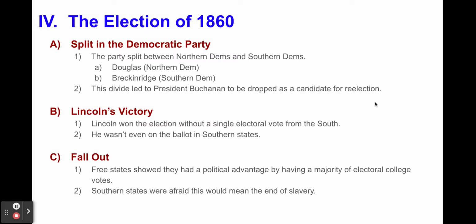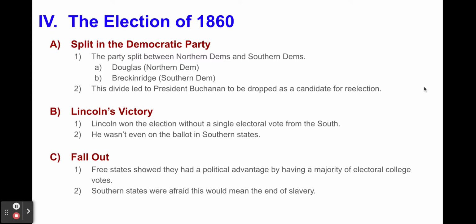Now, President Buchanan, who was a Democrat, was dropped from the ticket. He was too hated. His presidency was not going well. He was not going to get reelected, so they dropped him altogether. But the Democrats, because of their divide, will run two candidates. There will be a Northern Democrat and a Southern Democrat, and that's going to doom them in this election.